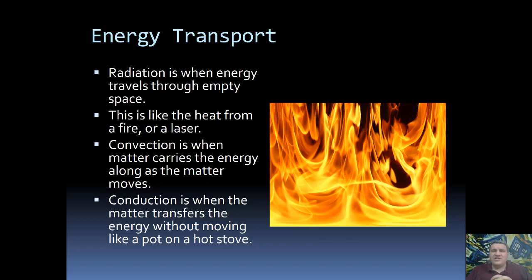The last way to transport energy is through conduction. Conduction is where the energy travels through matter, but the matter itself does not move. A great example of this would be the pot, not the water in the pot, but the pot itself on the burner. When you put the pot on the burner, the only part that's touching the heat source is the very bottom. But if you come back a few minutes later and touch the top of the pot, it's hot. That's because the heat has traveled through the pot, but the pot itself did not move. So the energy is traveling through the matter, but the matter itself is not moving. This is the process of conduction.